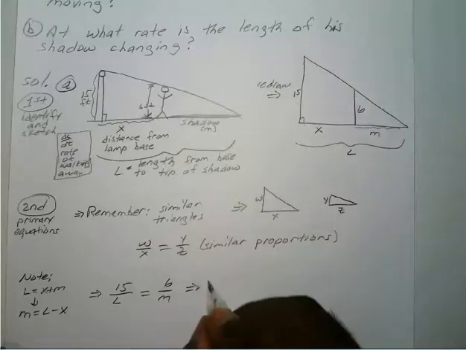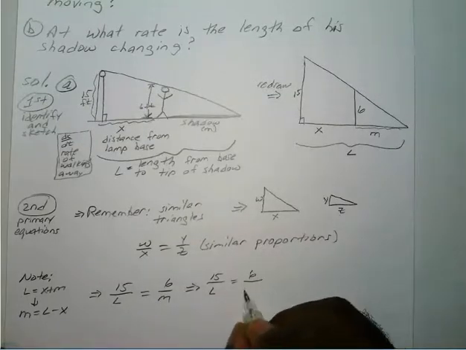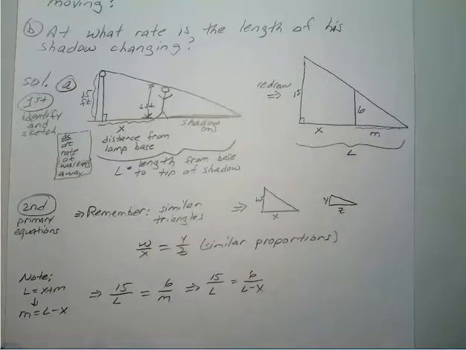Okay, so if we replace our M with L minus X, we have 6 over L minus X. So we're no longer using this one. I'll just draw a light line through it. We're using this one just because we replaced the M with L minus X.